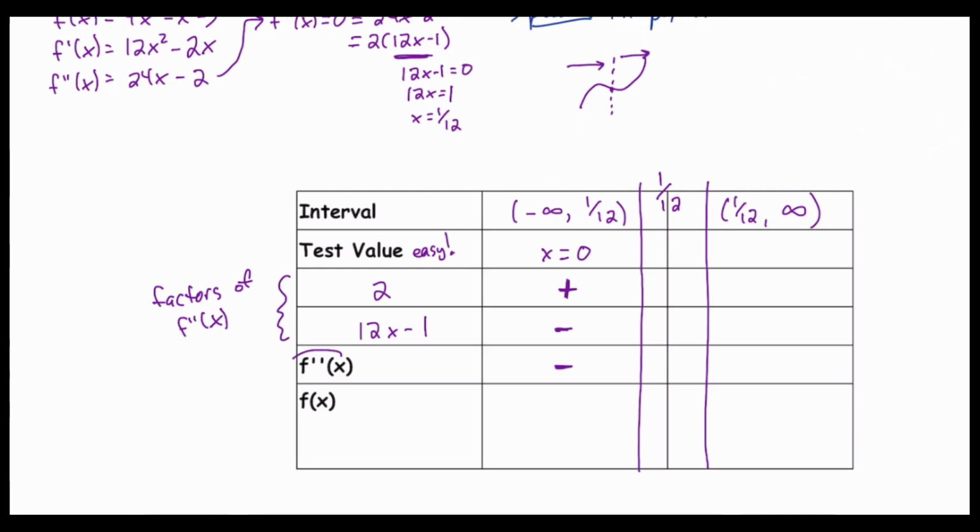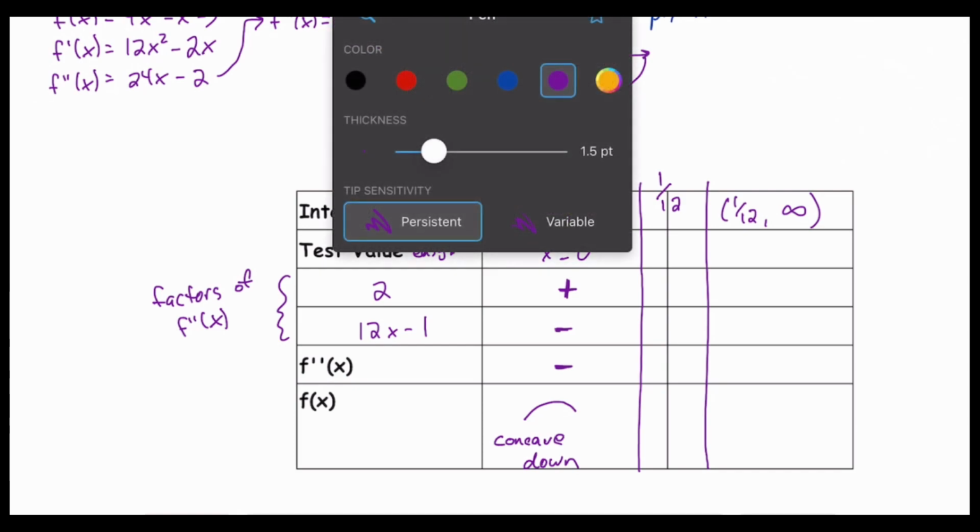And what does it mean when my second derivative has a negative value? It means that my original function is sad. It means my original function is concave down. Feeling down.